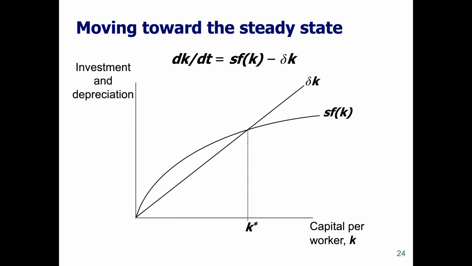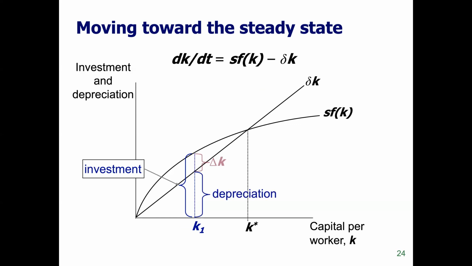Okay, now what's going to happen if we're away from the steady state? I've brought back the dk/dt equals sf of k minus delta k equation to help us out. Suppose the initial capital stock K1 is below that level. Then if you look closely, you can see that investment is above depreciation. So you're making more new capital than what's wearing out. There's investment, there's depreciation. The gap is going to be dk/dt. And as I warned you, we'll sometimes have the notation of delta k when it's really dk/dt.